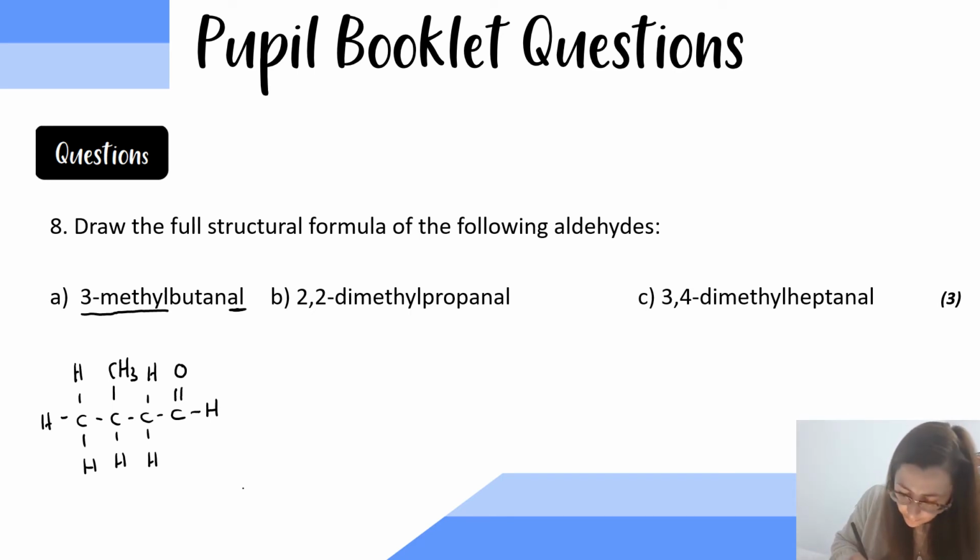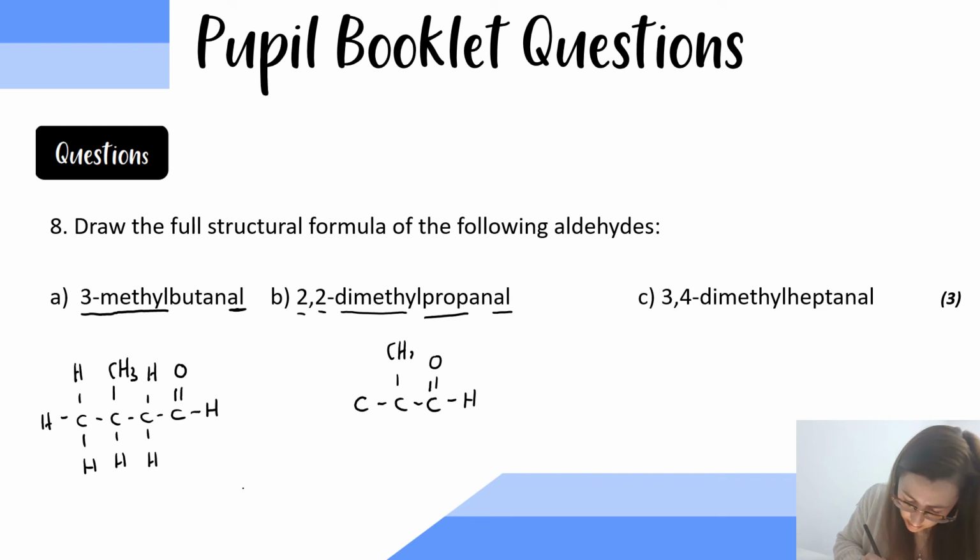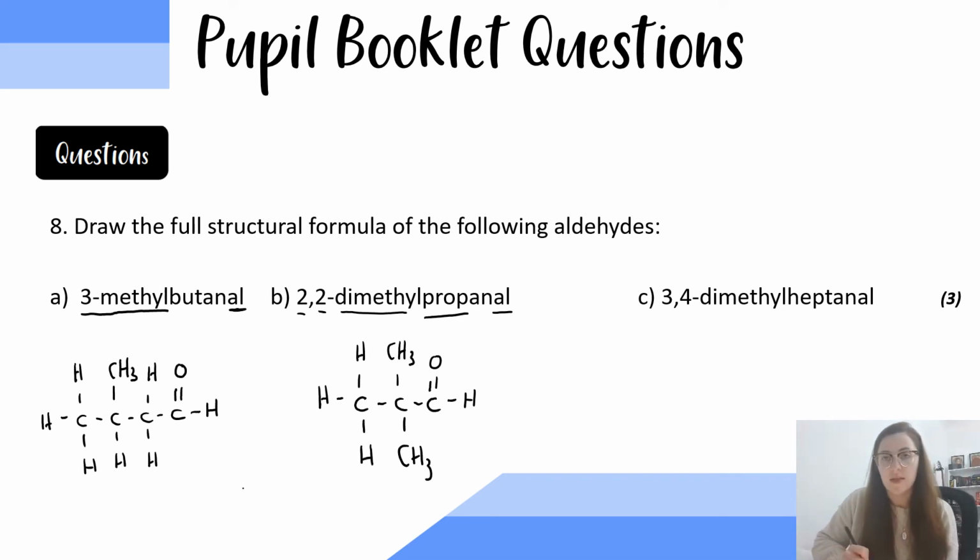For 2,2-dimethylpropanal, prop, 3 carbons in the chain. Al means it's an aldehyde, so carbonyl group at the end of the chain. 2,2-dimethyl means I've got 2 side chains, both of them on carbon 2, and I'm filling in the hydrogens for the rest of my carbons in the molecule, making sure every carbon has 4 bonds.